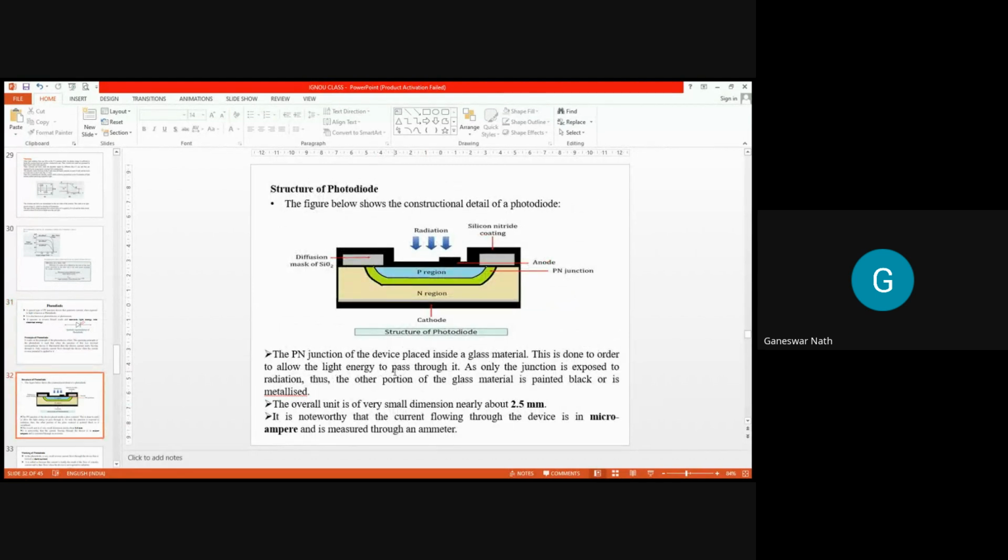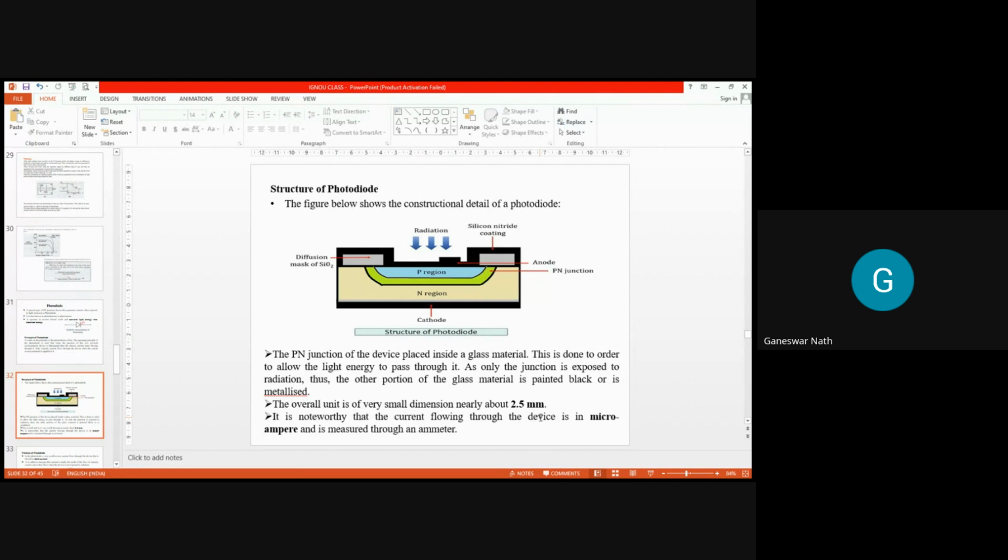The PN junction of the device is placed inside a glass material. The entire PN junction is placed in the glass material in order to allow the light energy to pass through it. Because of the glass, when the radiation is incident, it easily passes through and is allowed to fall on the P region. As only the junction is exposed to the radiation, the other portion of the glass material is painted black or metallized. The overall unit is of very small dimension, about 2.5 millimeter.